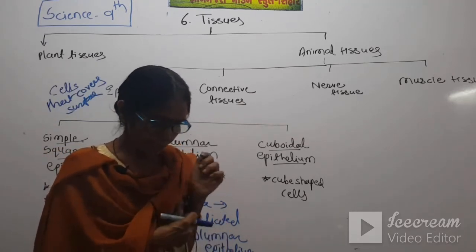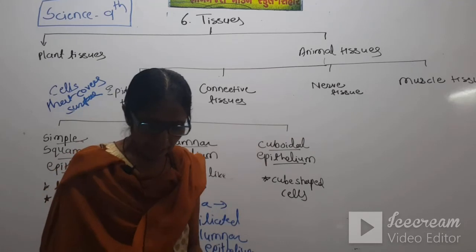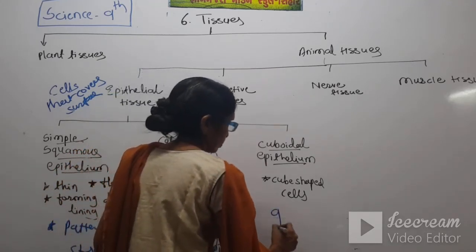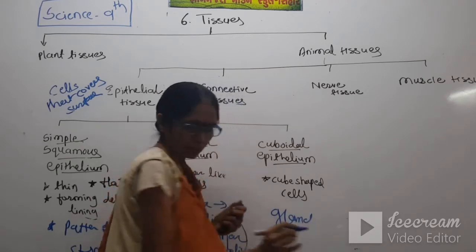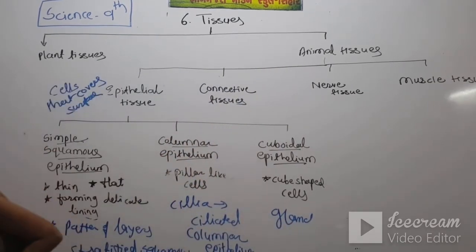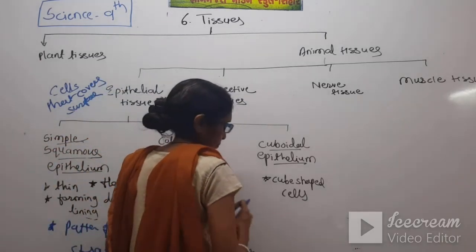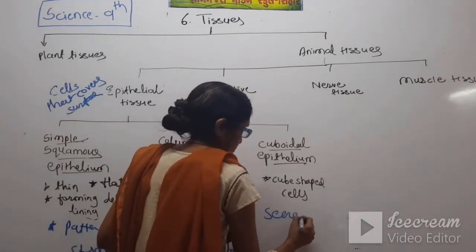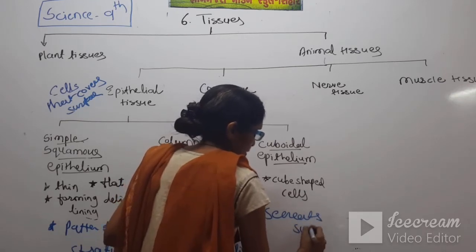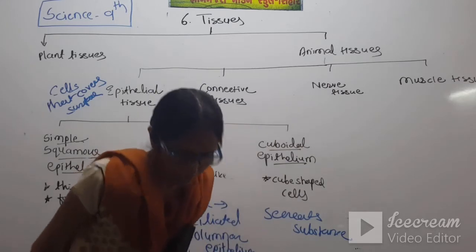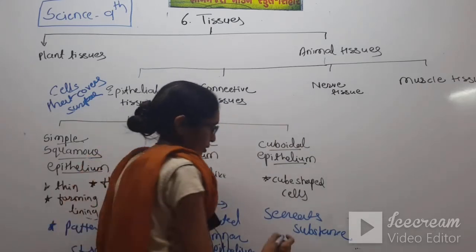If they secrete some substances, they are called glandular. Okay, I will see here, secretes substances. So they have a special name, glandular epithelium.